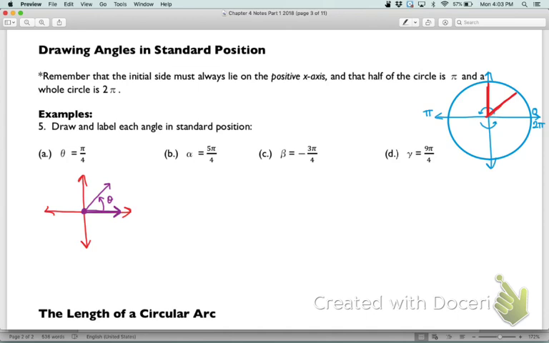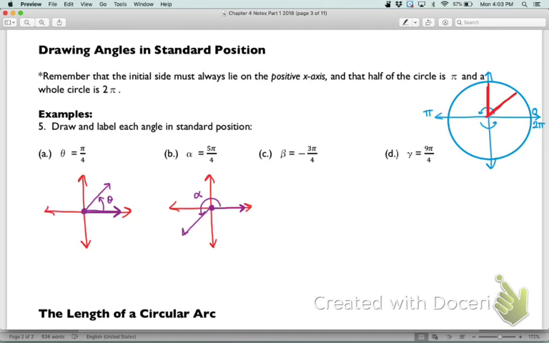Okay? Now, if we think about the next one, 5 pi fourths, well, that's bigger than pi. That's 1 whole pi and 1 extra fourth, if you think of 5 fourths as 1 and a fourth. So that's 1 whole pi and a fourth of a pi. So again, here's our initial side, always the same. We're going to go a whole pi and then plus another fourth. So that's going to end up here. We've gone this whole pi plus a little bit more. And they told us that that angle was called alpha.